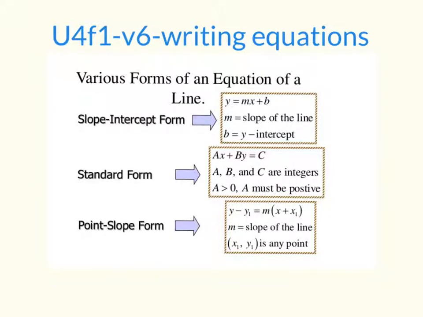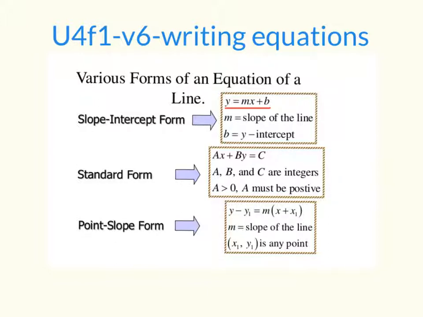This is our 6th video in Unit 4 Formative 1 on writing equations. Our first form that we've used a lot is slope-intercept form, y equals mx plus b. Again, m is your slope, that's our rise over run, and b is our y-intercept.